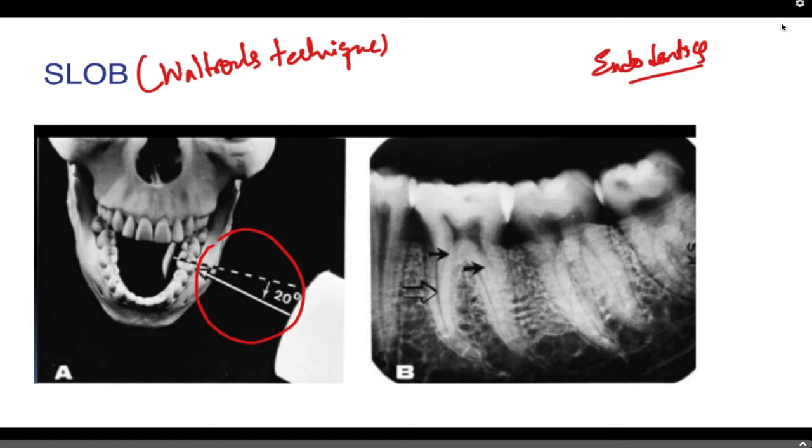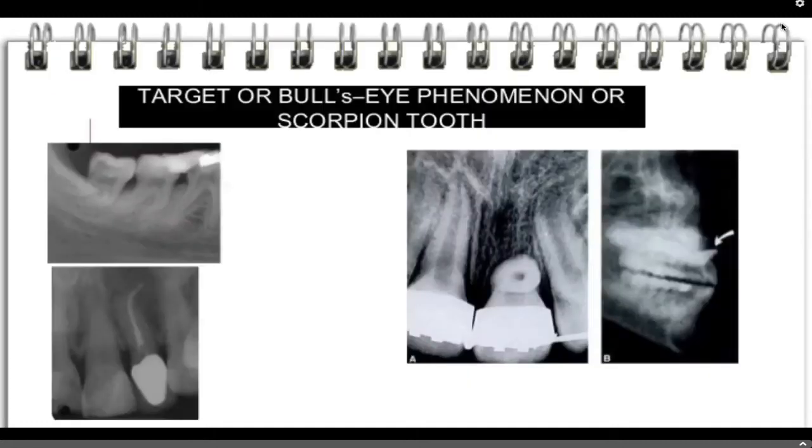You can see in this particular picture that by changing the angulation, you got to know that there is one more canal or two extra canals. So please add a note about this Walton's technique in which the angulation is changed by 20 degrees. It is similar to SLOB, but the basic use of this X-ray with a change in angulation is to identify the extra canal and the anatomy in endodontics.